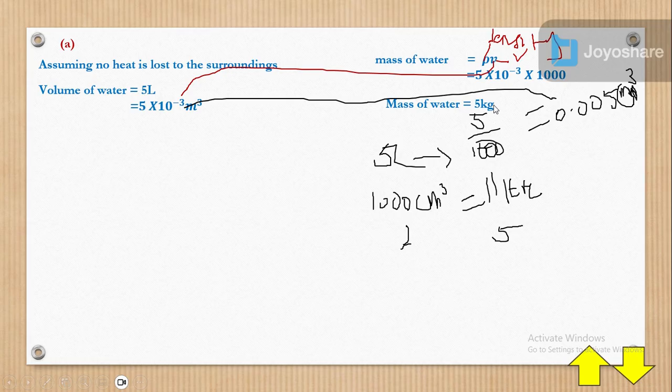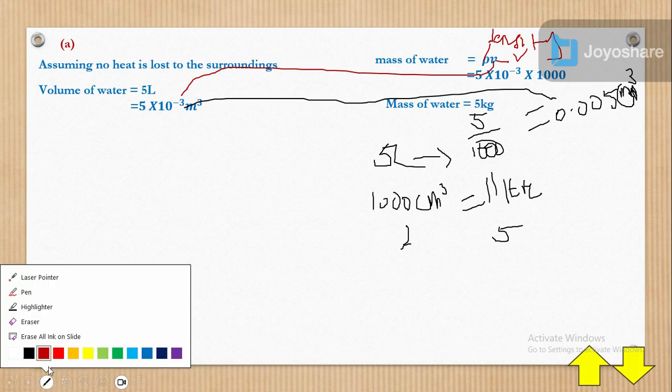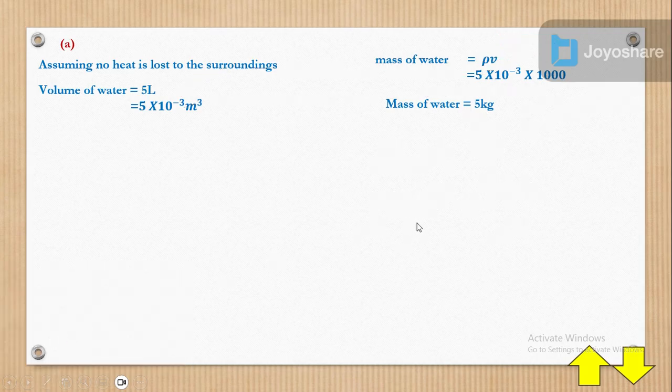Hope you understand that. Why? Please, all calculations of heat require some mass somewhere. And if mass has been given in grams, please you have to convert it into kilograms. That's what you're meant to do. Okay, let's go there and see. Okay, good. Now let's proceed.